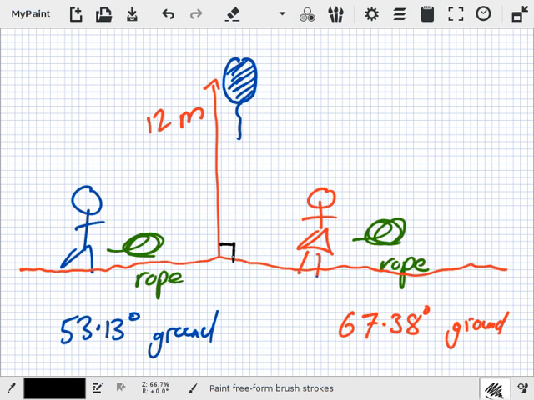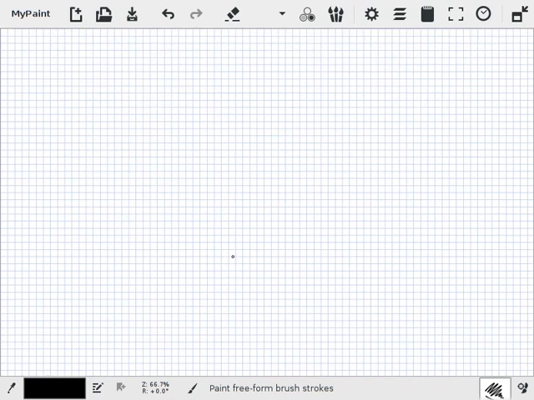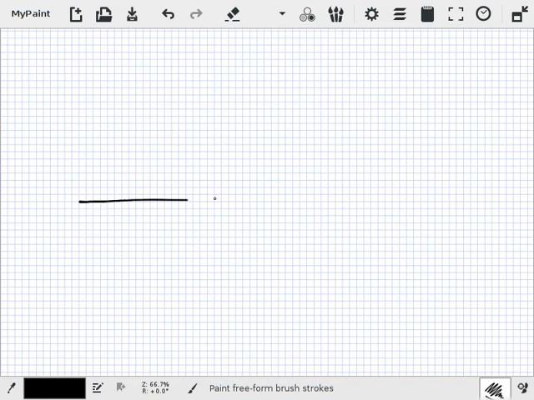Got an answer? What's your answer? 14. I think that is right. 14 meters, yeah. There's two answers though. You only gave me one of the answers. So let's have a look. Well, I'll just draw it, but I won't say anything.